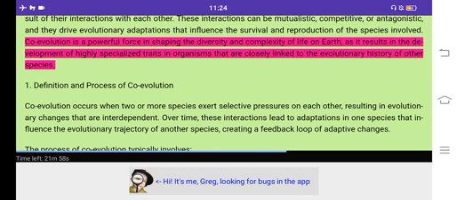Coevolution is a powerful force in shaping the diversity and complexity of life on Earth, as it results in the development of highly specialized traits in organisms that are closely linked to the evolutionary history of other species.